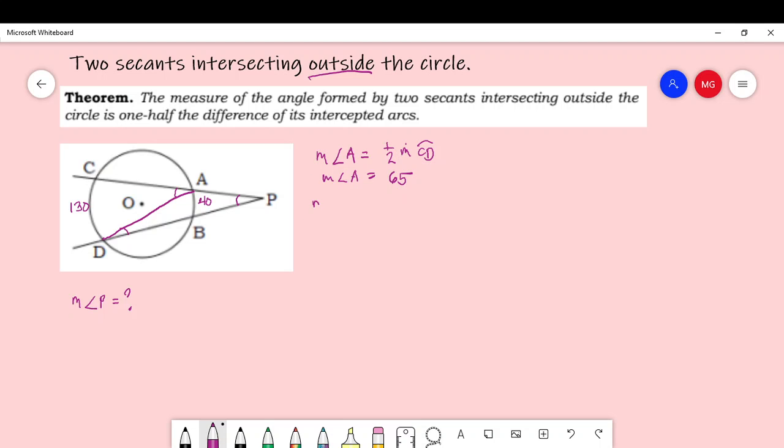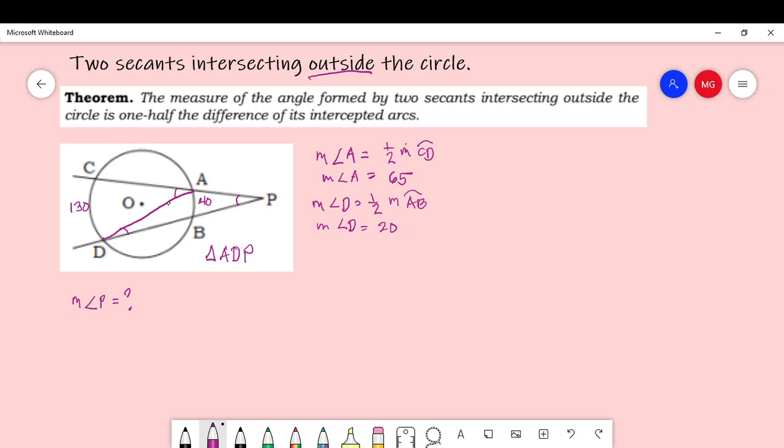Also, for angle D, which is an inscribed angle, it's half the measure of its intercepted arc, arc AB. So what's the measure of arc AB? It's equal to 40. So measure of angle D is 20. In this figure, after we connect the points D and A, nagkaroon tayo ng triangle, and that's triangle ADP. So in triangle ADP, these two are the remote interior angles in relation to this angle, the exterior angle.